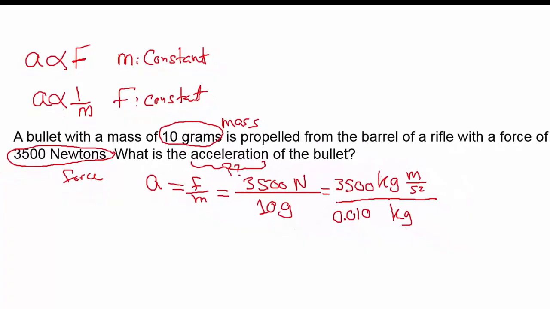So we are dividing 3,500 kilogram meter per second square by 0.01 kilogram. Kilogram will cancel out. If you carry out the calculation, this will give you 350,000 meter per second square. So this is how big the acceleration is. Notice that this is the acceleration, not the velocity. The velocity will depend on how long the acceleration was acting on the object. So 350,000 meter per second square is a huge number, and we expect this number because the mass is very small, meaning the inertia or the resistance is very small, while the force is big.